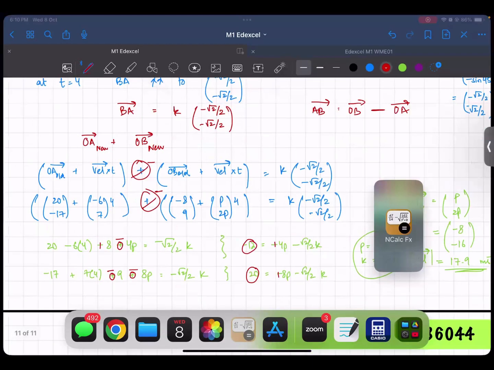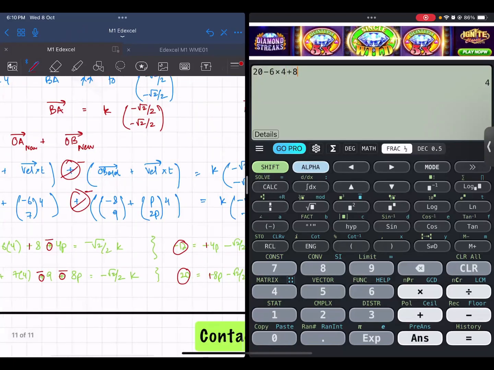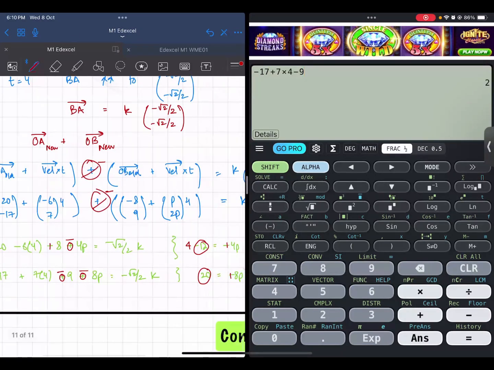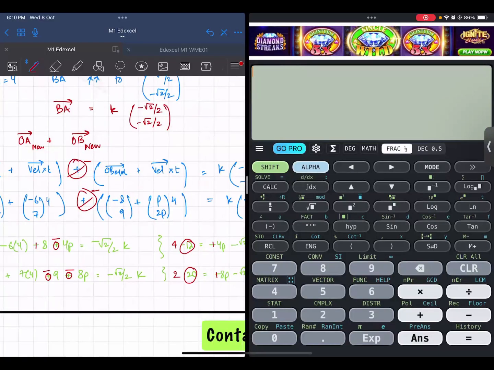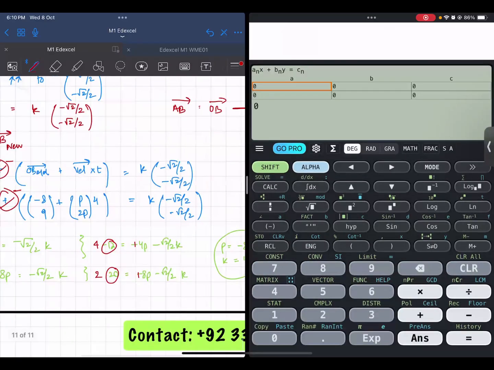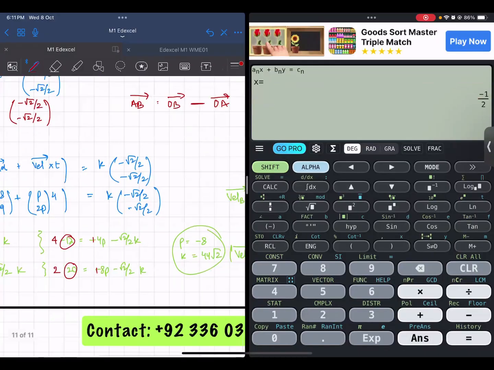So this is 20 minus 6 times 4 plus 8. So 4, this is 4. And minus 17 plus 7 times 4 minus 9. So 2. Now if I solve it simultaneously, so 4 minus root 2 upon 2 and 4. This is 8 minus root 2 upon 2, 2. Now I'm getting it right.